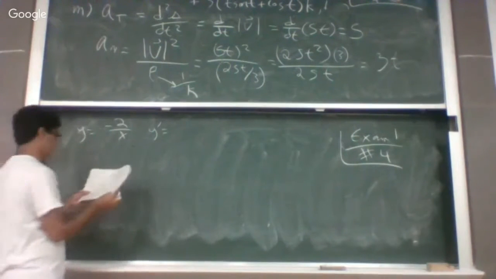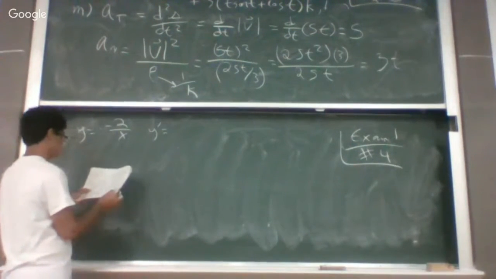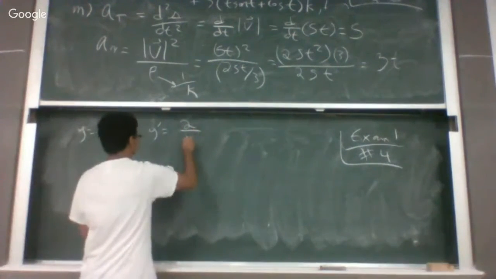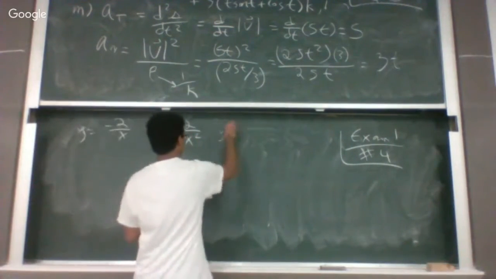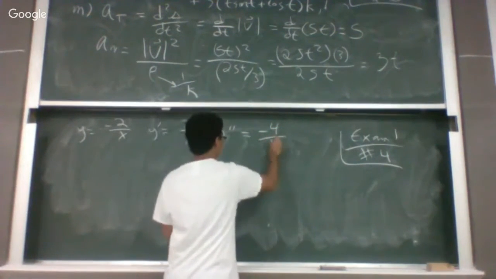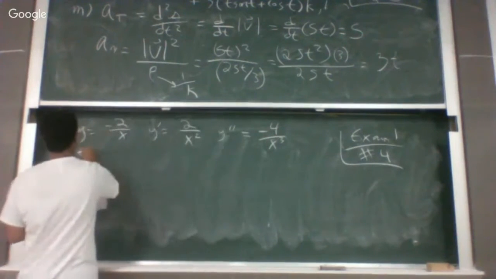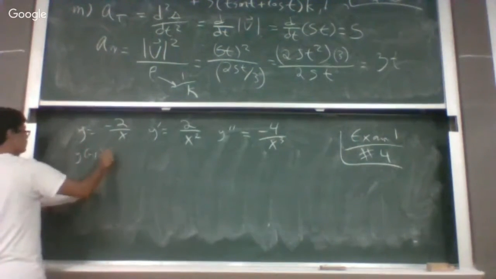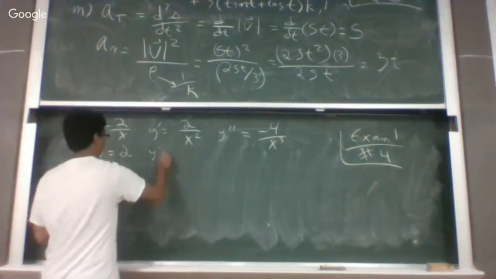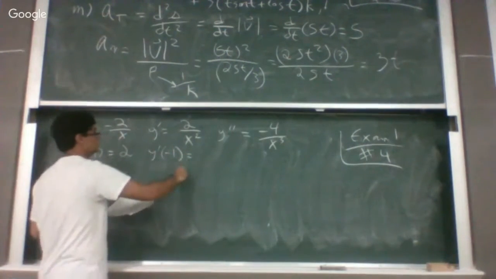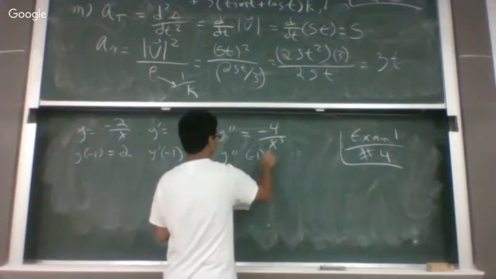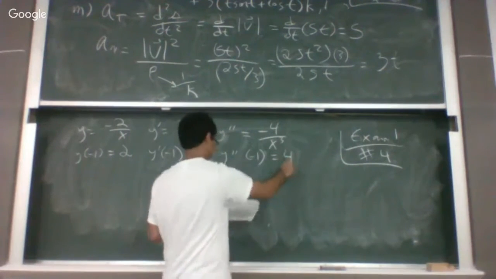Let's see. Did you guys say 4? 2 over x squared, yeah. That's my fault, I said that. Y double prime is equal to 4 over x cubed. So y of -1 is equal to 2. Y prime of -1 is equal to 2. Y double prime of -1 is 4.